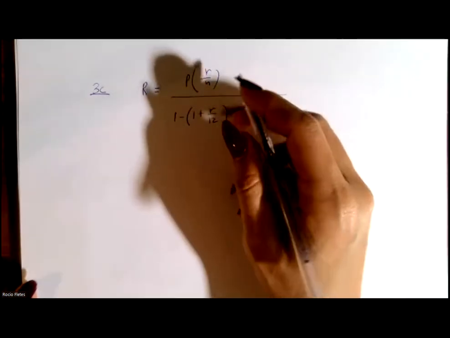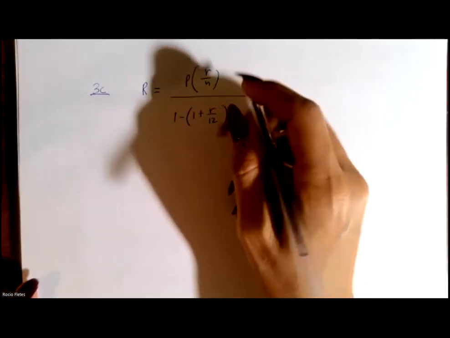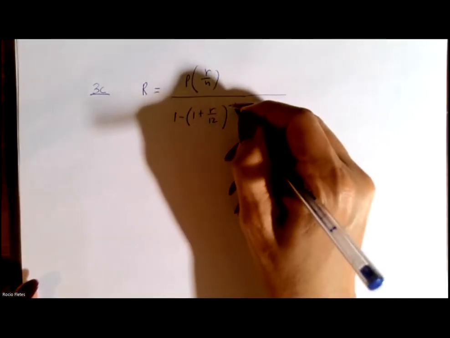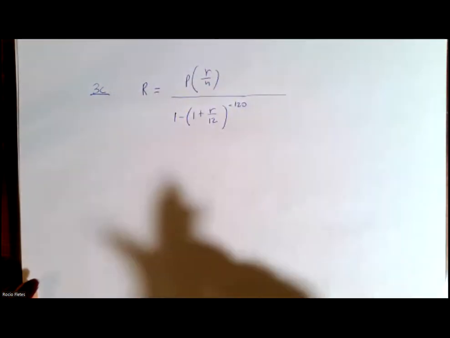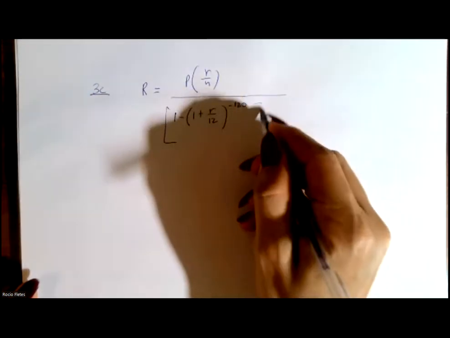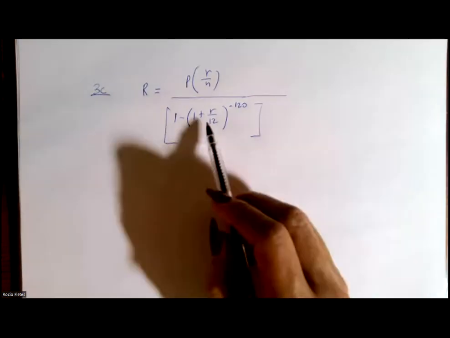This is based on a 10-year loan, so they already have the numbers filled in here. That's why you see the negative 120 here and the 12 here.